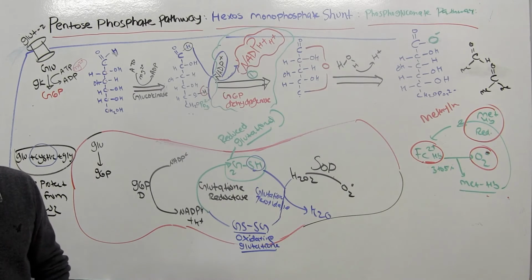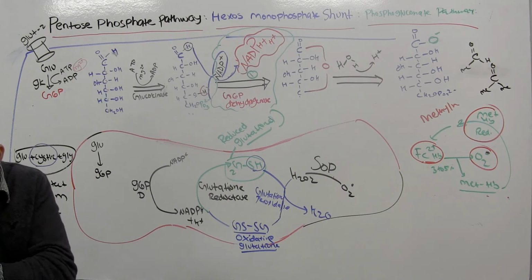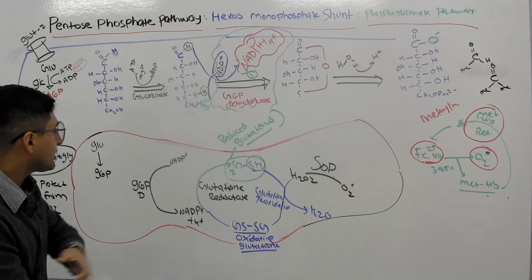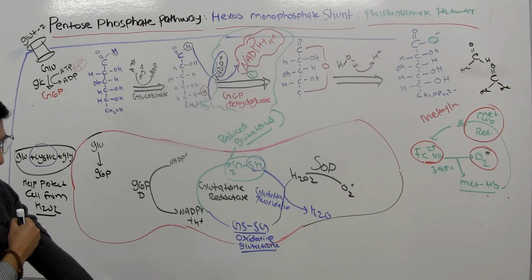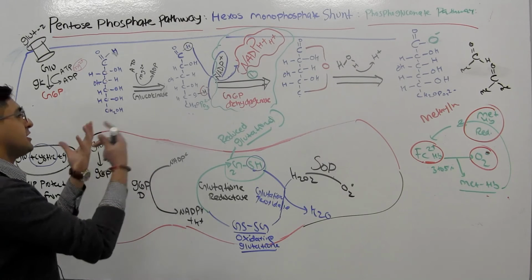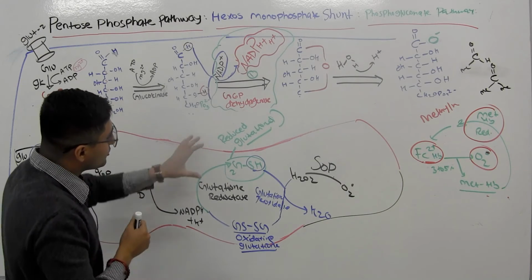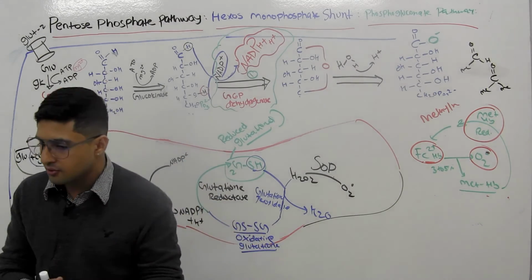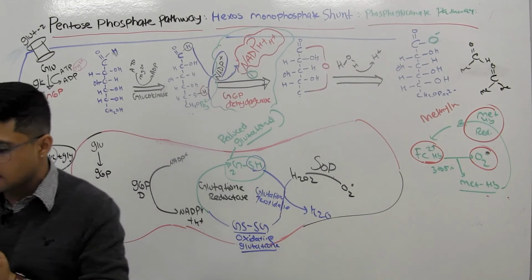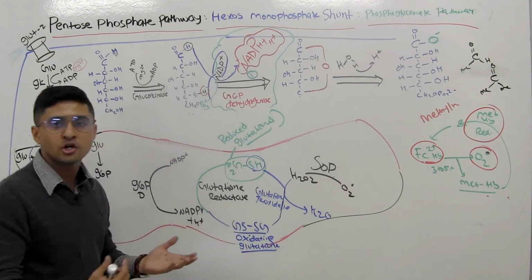Now let's quickly talk about what happens if there is a deficiency of reduced glutathione. Let's say you have a G6PD deficiency, right? Or somehow your NADPH is deficient, right? In that case, guys, you're not going to make the reduced glutathione. So if you're not making reduced glutathione, can I donate electrons to hydrogen peroxide and make it water? No.